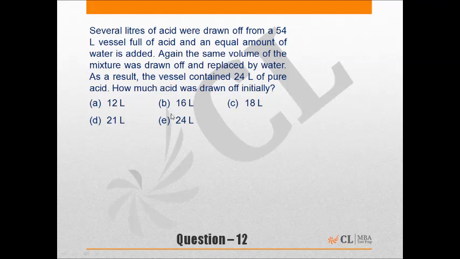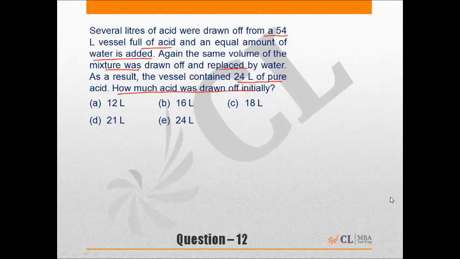Question 12. Several liters of acid were drawn from a 54-liter vessel full of acid, and an equal amount of water is added. Again, the same volume of mixture is drawn and replaced by water. As a result, the vessel contained 24 liters of pure acid. How much acid was drawn off initially?